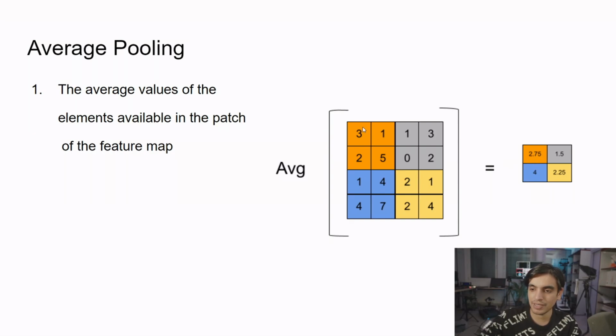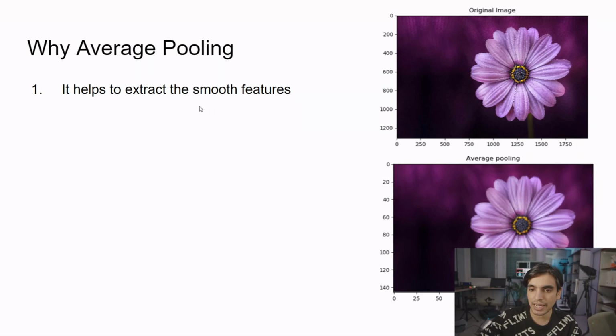Again, we move with the stride of 2, 1 2, and in the next patch we again take the average and place it here, and again take the average in this patch and place it here, and again take the average in this patch and place it here. And you can see average pooling is also reducing the dimensionality of the image by taking the average of the features from the image. When we apply average pooling, it helps to extract the smooth features from the image.